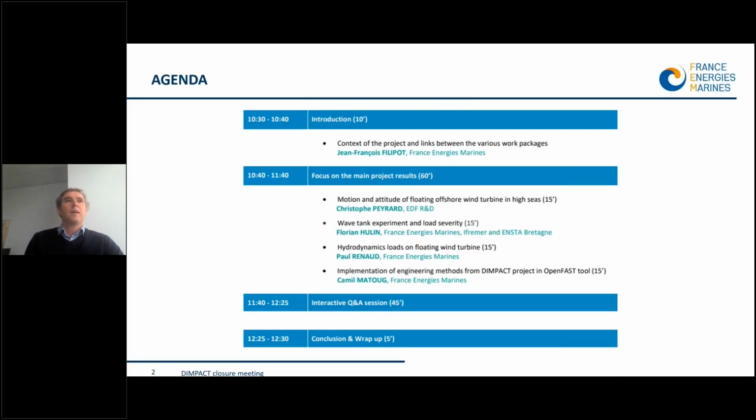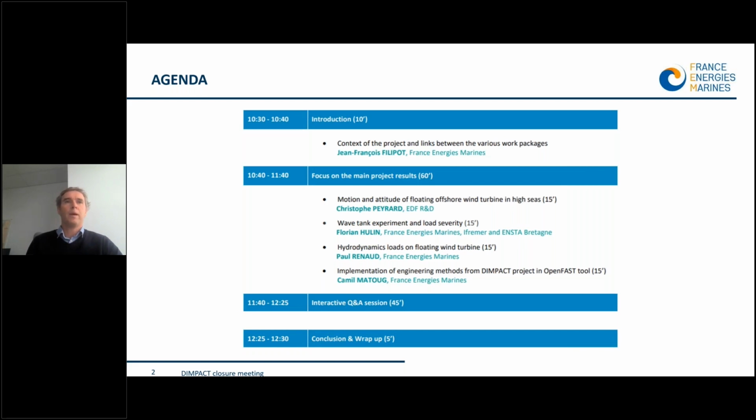So I'll start with the agenda. I'll give a short introduction, try to show you a summary of the project, then focus on the main project results with a first talk by Christophe Perra from EDF R&D, who will tell us about the motion and attitude of floating offshore wind turbine in high sea using numerical models. This work actually fed the wave tongue experiment and load severity measurements, and this will be presented by Florent Hulin, who is doing his PhD between France Énergie Marine, Ifremer, and ENSTA Bretagne.